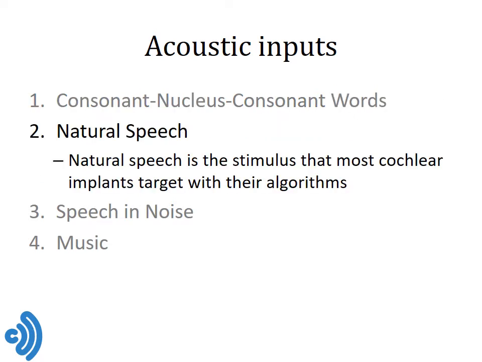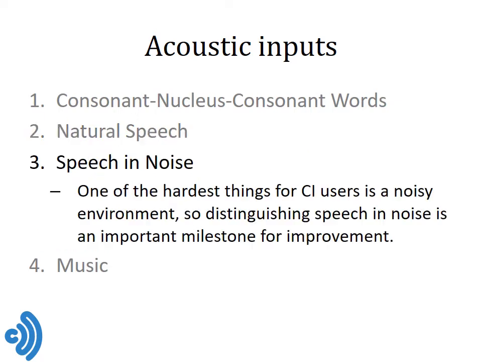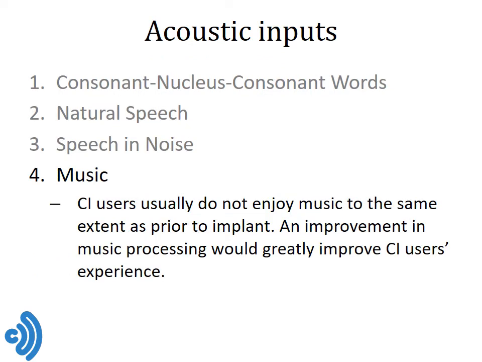Next is natural speech. Because natural speech is so important, it is the stimulus that most cochlear implants target with their algorithms. One of the hardest situations for a cochlear implant user is understanding speech and noise, so distinguishing speech and noise is an important milestone for improvement. Finally, there's music. Cochlear implant users usually don't enjoy music to the same extent as prior to implant, which indicates that there's improvement to be made here. An improvement in music processing would greatly improve CI users' experience.